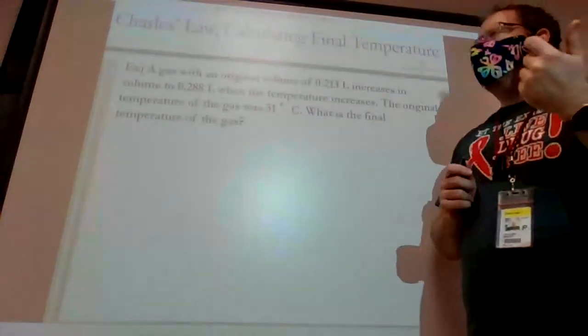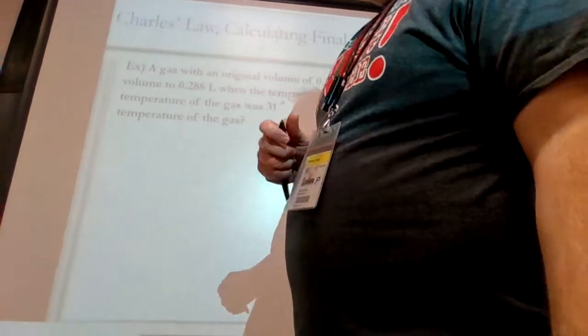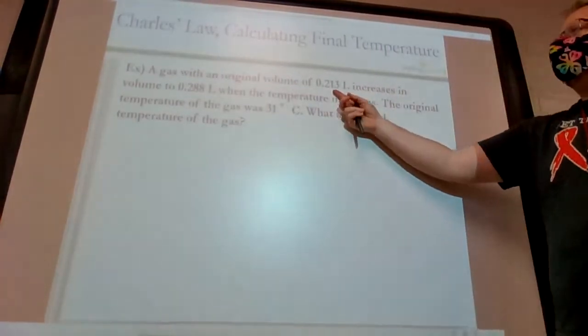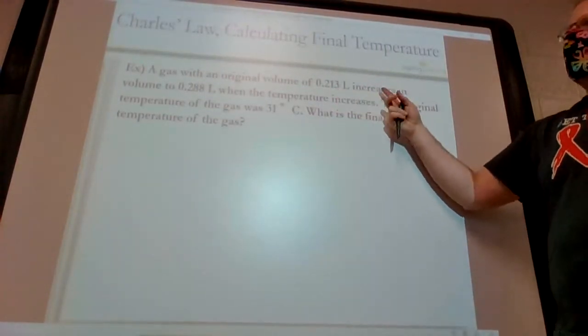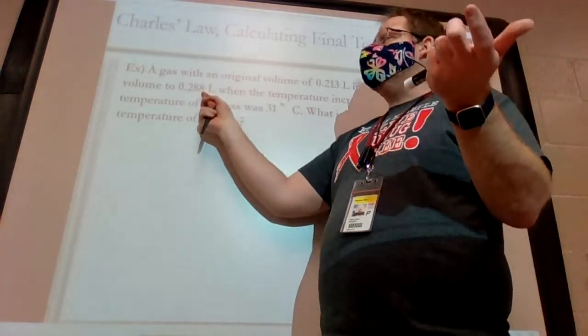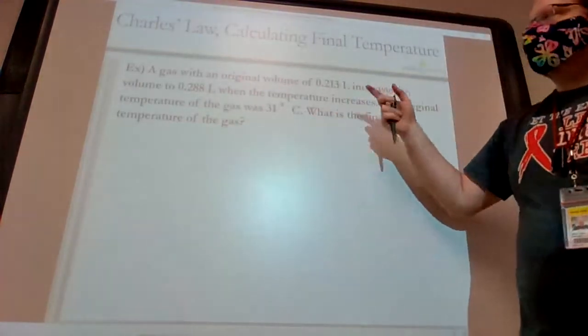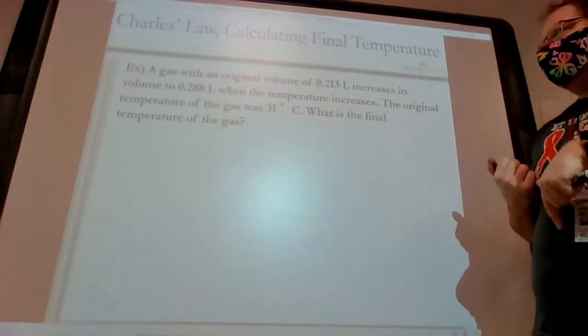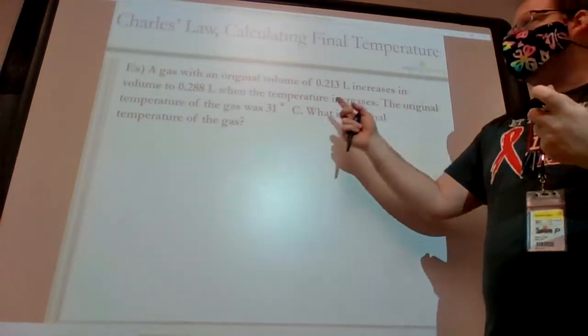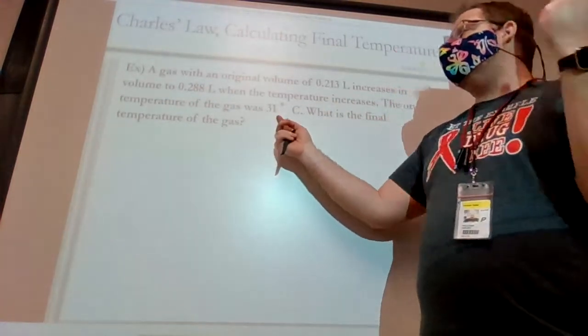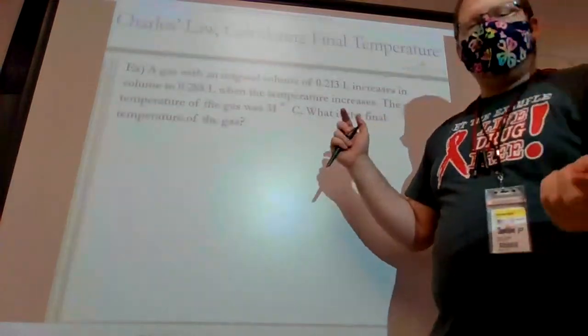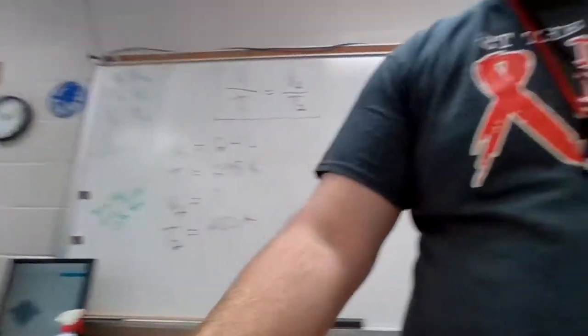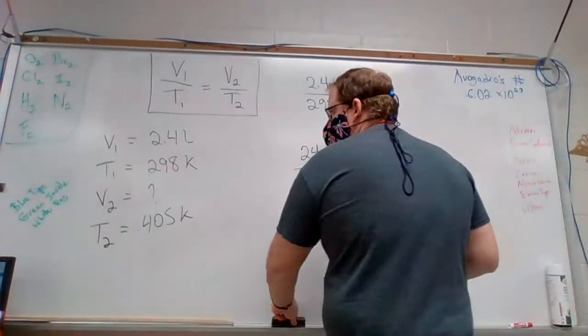Now they're going to do one more. Let's just do it on the board. A gas with an original volume of 0.213 liters increases in volume to 0.288 liters. So our volume increases. We should see our temperature increase. The original temperature was 31 degrees, so that's my temperature 1. What is the final temperature? They want my temperature 2 from me. So I'm going to come back over here and set this one up again, and then we should be good to go.